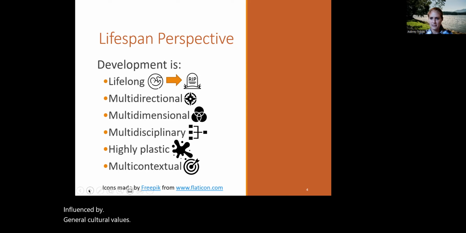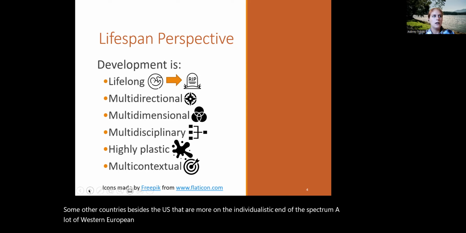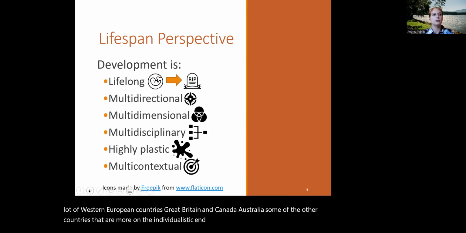Some other countries besides the US that are more on the individualistic end of the spectrum, a lot of Western European countries like Great Britain and Canada, Australia, some of the other countries that are more on the individualistic end of the spectrum.